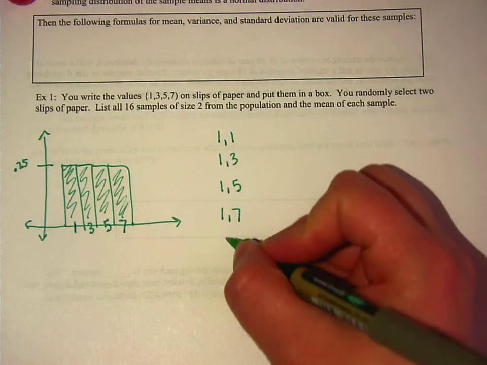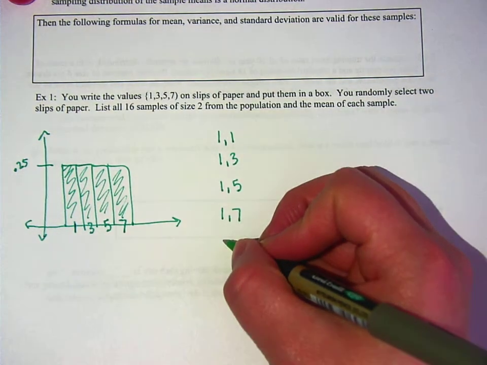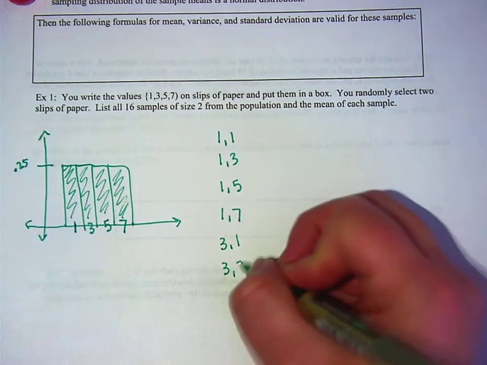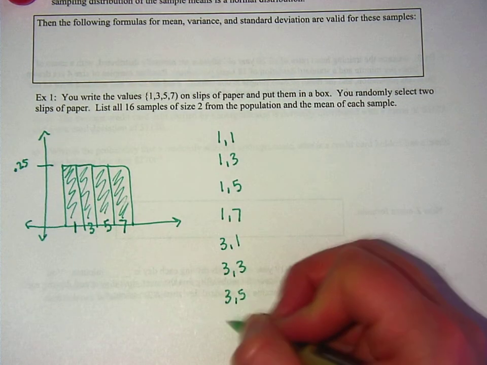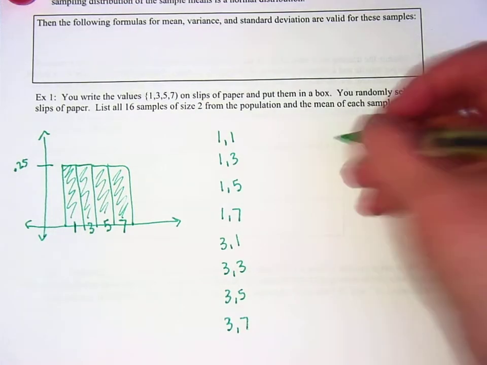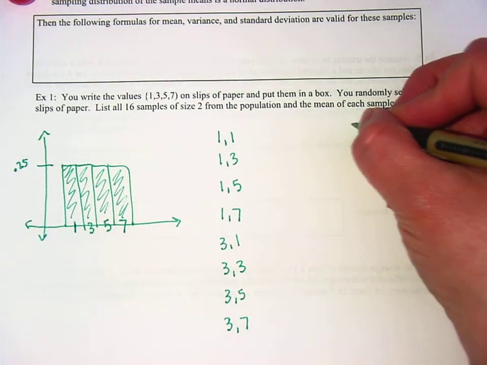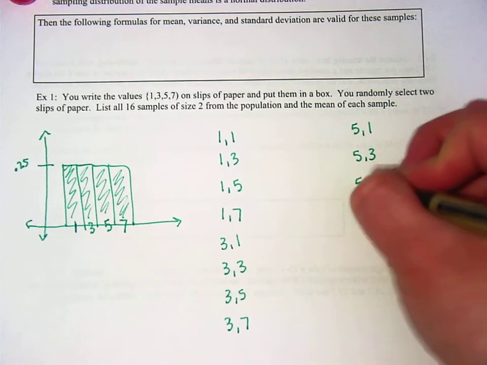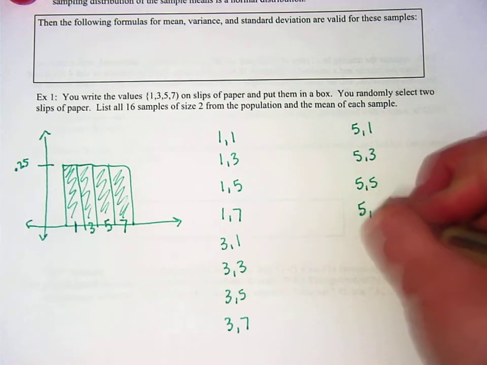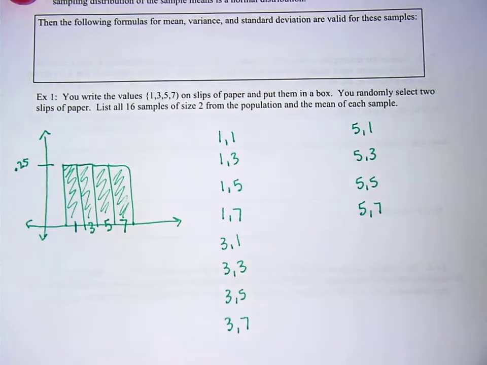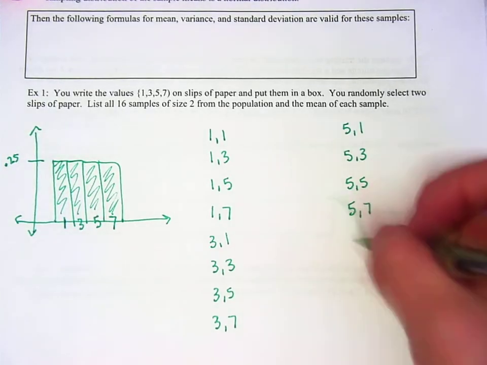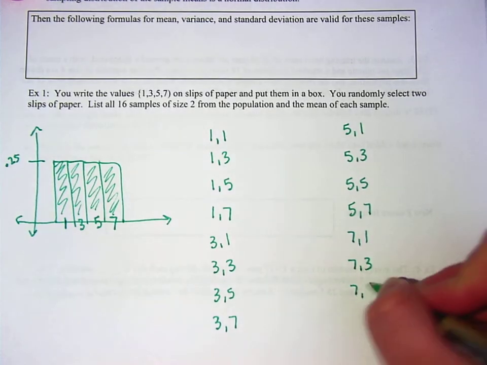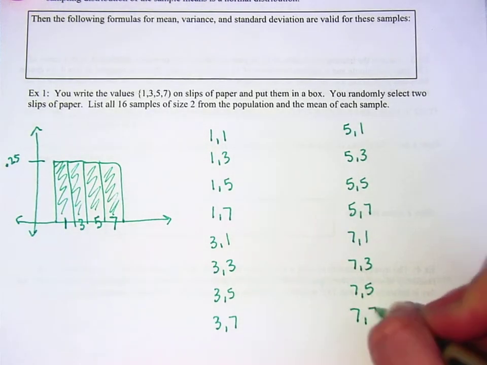Okay. What's the next thing then? 3 and a 1, 3 and a 3, 3 and a 5, 3 and a 7. And then give yourself a little bit of room. We're going to start listing again over here. A 5 and a 1, a 5 and a 3, 5 and a 5, 5 and a 7. Seven and a 1, 7 and a 3, 7 and a 5, 7 and a 7.